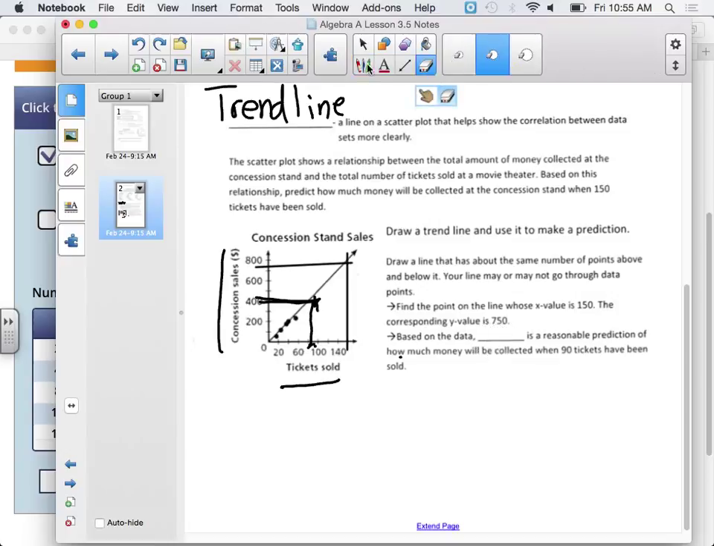You guys are at 490 in this spot right here, because if I do it, it's gonna go all kittywampus. I have it. Okay, so based on the data, 490 what? Dollars. It's always important to label. $490 is a reasonable prediction of how much money will be collected when 90 tickets have been sold.